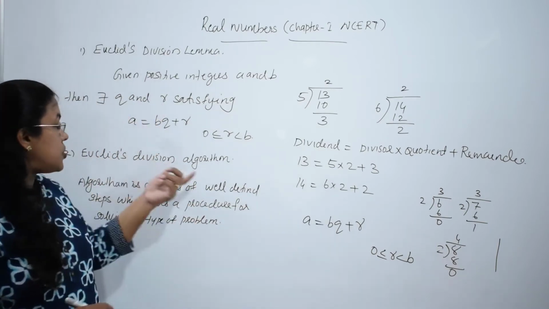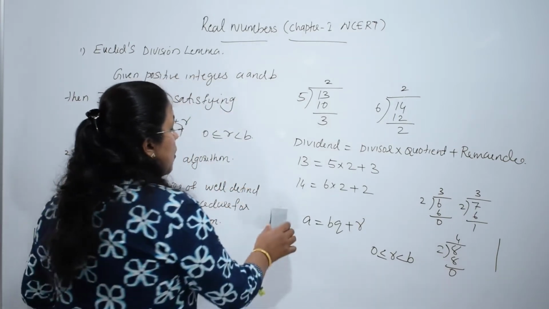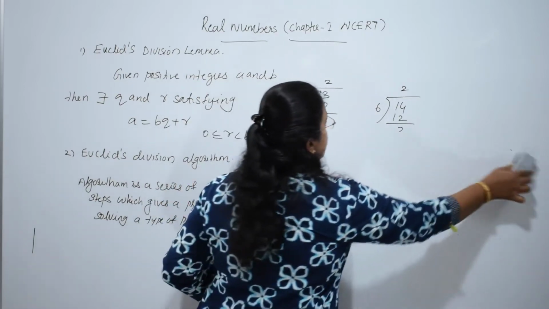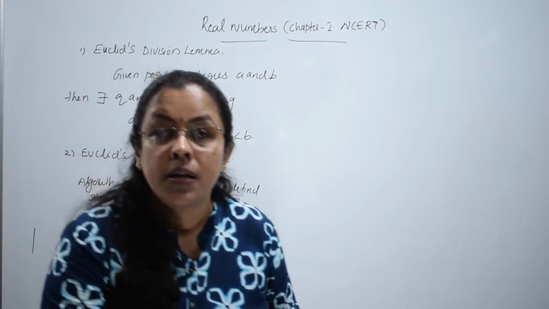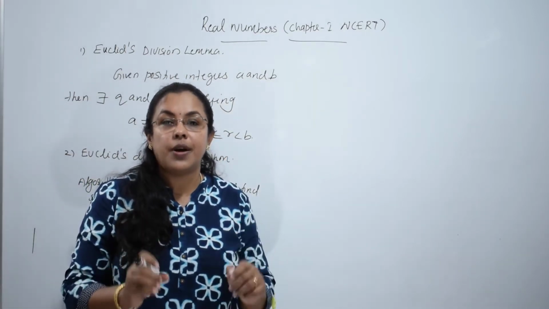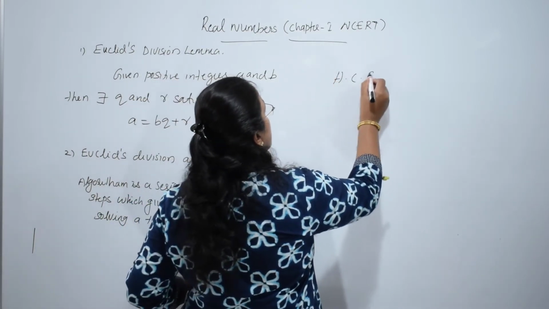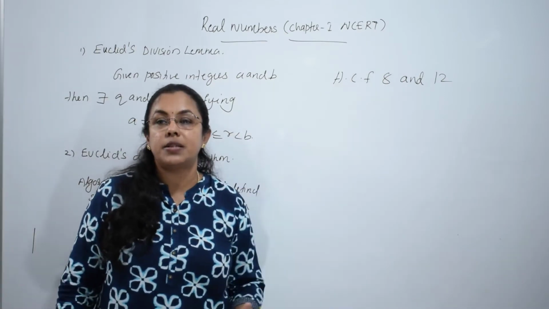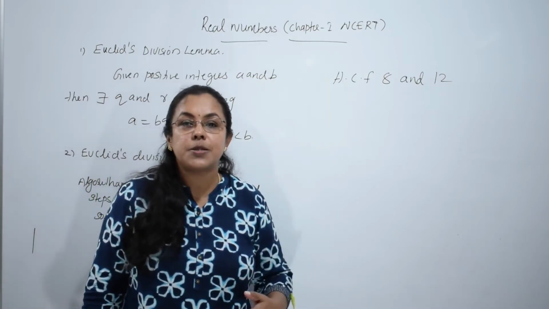Then, what is Euclid's division algorithm? It is used for finding the HCF of two given numbers. Suppose we want to find out the HCF of 8 and 12. We can use Euclid's division algorithm to find the HCF of 8 and 12. How? That I am going to explain.